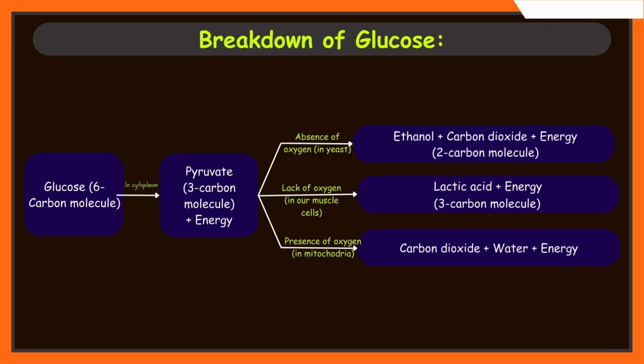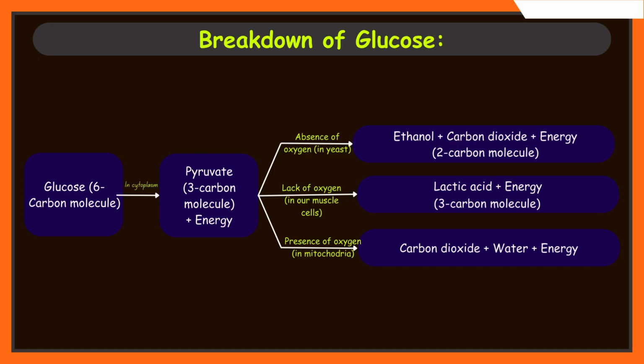Along the way, energy is released and captured in the form of ATP, which stands for adenosine triphosphate, and NADH, which is reduced nicotinamide adenine dinucleotide. Glycolysis involves 10 steps, divided into 2 phases. The first phase, called the energy investment phase, uses 2 ATP molecules to prepare glucose for breakdown. The second phase, called the energy payoff phase, produces 4 ATP molecules and 2 NADH molecules, resulting in a net gain of 2 ATP molecules per glucose molecule.